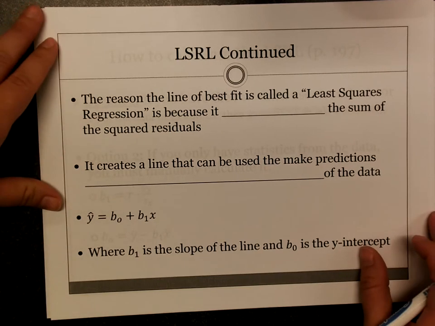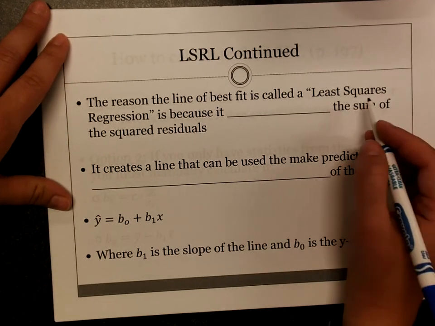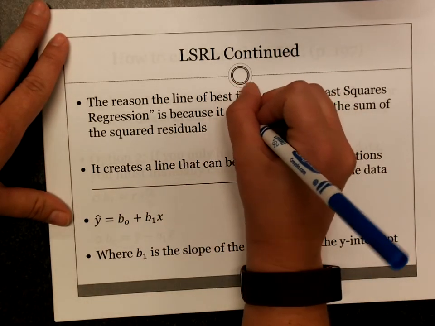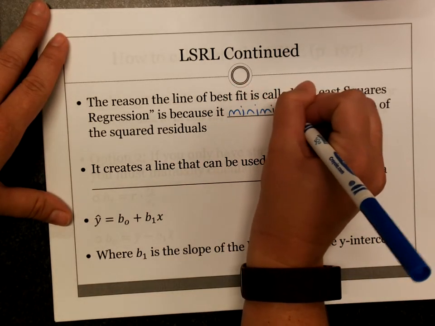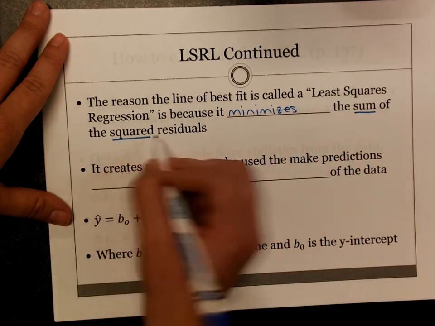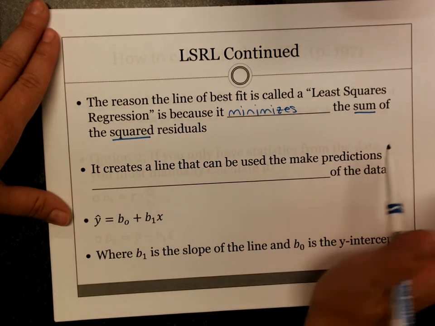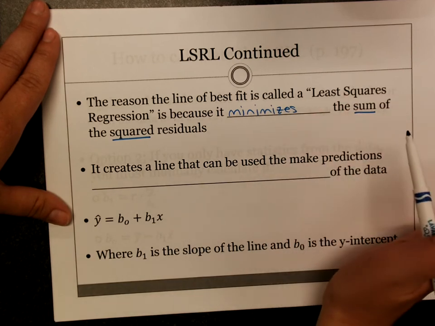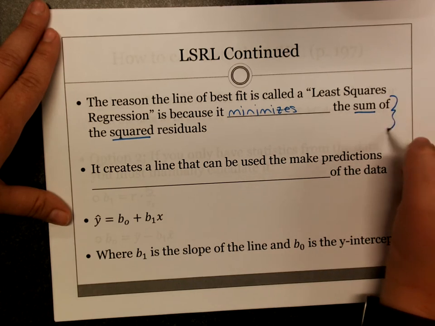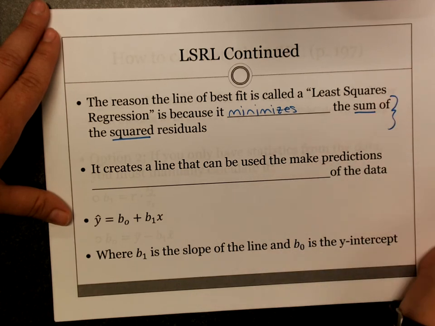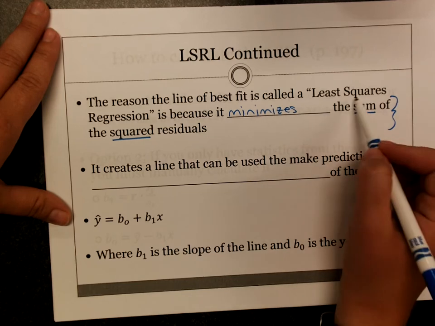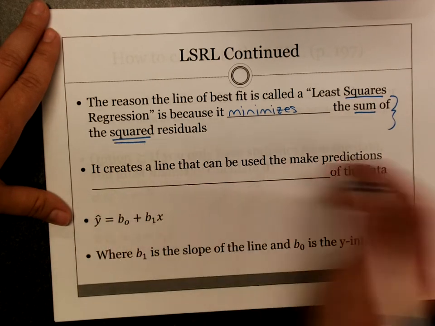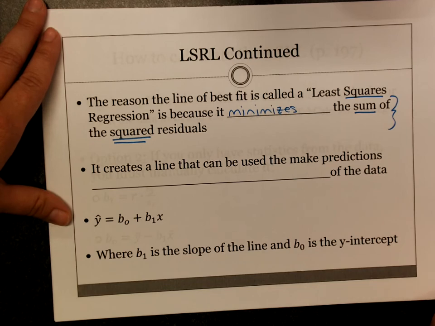Alright, so the reason the line of best fit is called the least squares regression line is because it minimizes the sum of the squared residuals. Now again, we don't get into all of that. You don't ever have to calculate any of that by hand. The calculator does all of that for you. The book goes into great detail on how to do all of that. Don't worry about any of that. Just know that that's why it's called the least squares regression line, because it squares the residuals. Kind of like standard deviation, we squared those differences. Same idea here, we're squaring those residuals, those differences.